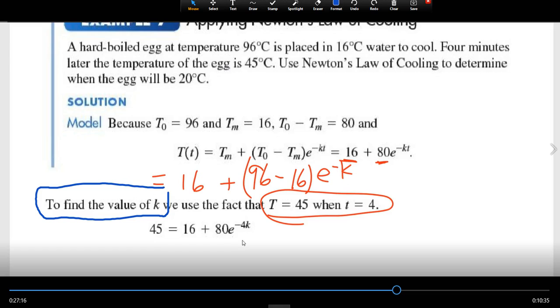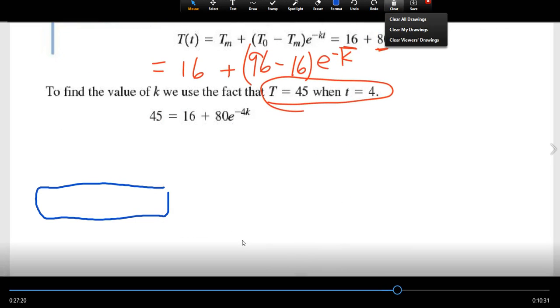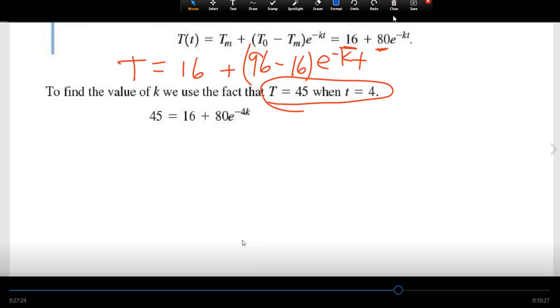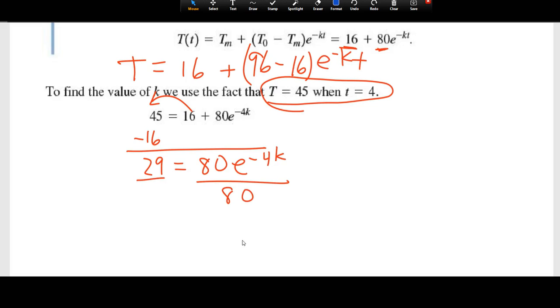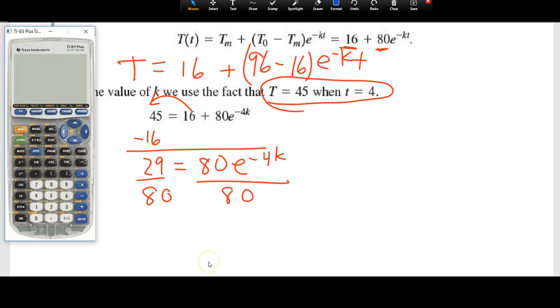So we're using that to find our K value for this particular situation, and then we're going to use that information to estimate how long it'll take to get to a new temperature. They inserted that value for T here, little t and capital T. It's a lot of T's. So when they do that, we can start solving this. We can bring the 16 over to the other side by subtracting, which gives me 29. And then we're going to divide by 80. And using my handy dandy calculator.